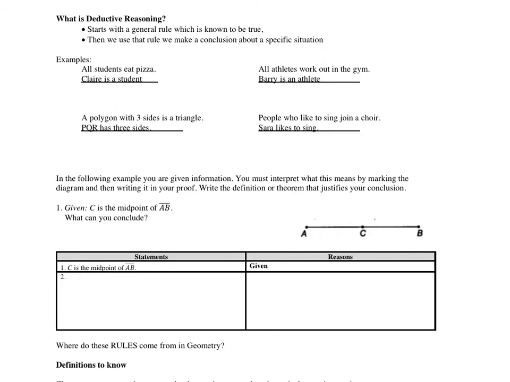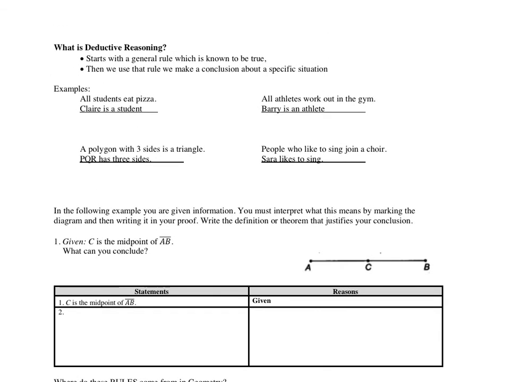So deductive reasoning. Before we were doing inductive reasoning, where we were looking at patterns and information. Now we're going to be looking at deductive reasoning. The way deductive reasoning works is that you are given a rule which is known to be true, even if it might not be true. Then we use that rule to make a conclusion about a given situation. And the given situation is always extremely specific.